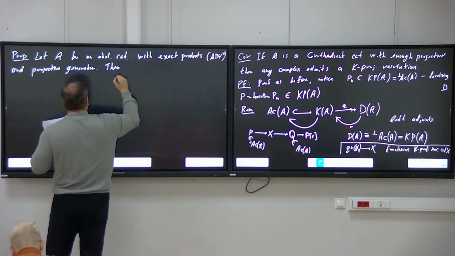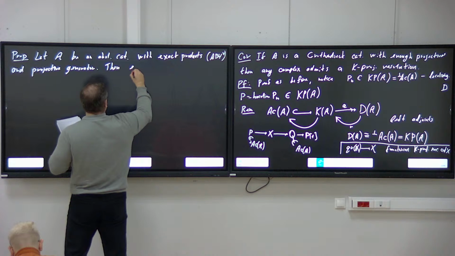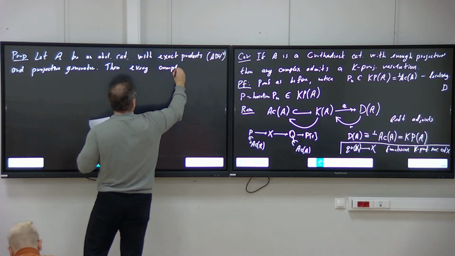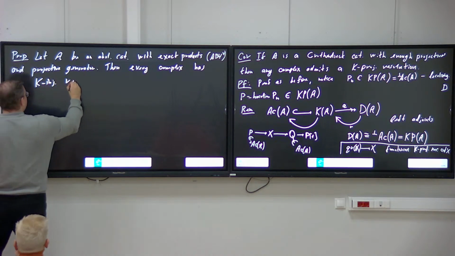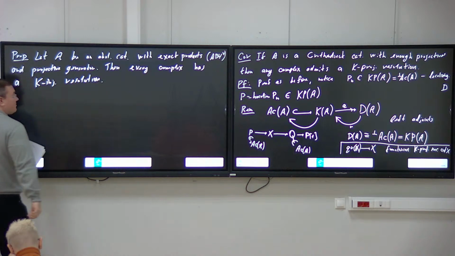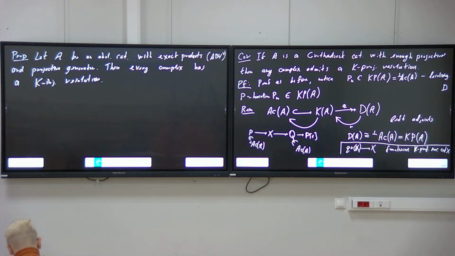Then every complex has a K-injective resolution. So if you dualize the proof that I just erased from the blackboard, you notice that instead of coproducts you need to use products now, so you need exact products, and to go from the homotopy limit to the ordinary limit, you need some additional properties like the existence of a projective generator. Essentially, this is built on the last exercise of the second problem sheet. So this explains why you need such conditions.